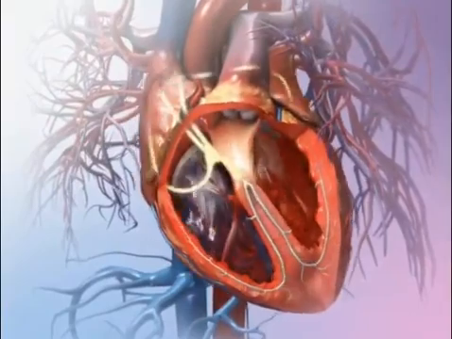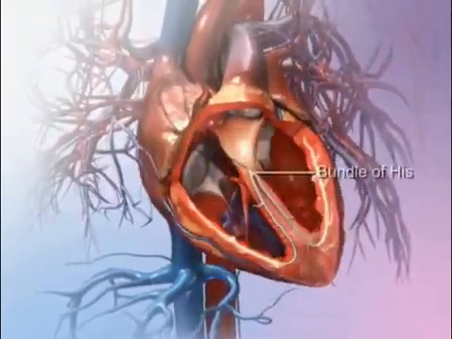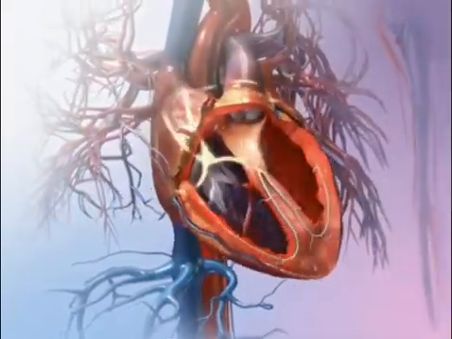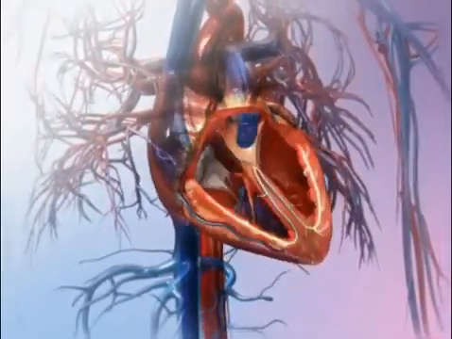Next, the impulse travels to the atrioventricular or AV node. It passes through the bundle of His, the bundle branches, and the Purkinje fibers. As the impulse reaches the ventricles, it triggers a contraction there, and the heart ejects blood.